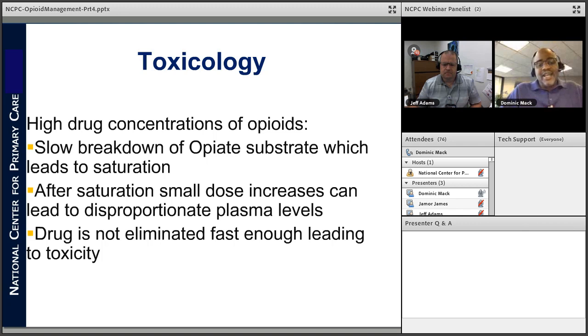And then the drug is not eliminated fast enough for different reasons. It could be because of the mixture of the medication, but also, as we stated, it could be the state in which the GI tract is in, but the elimination can increase the toxicity.